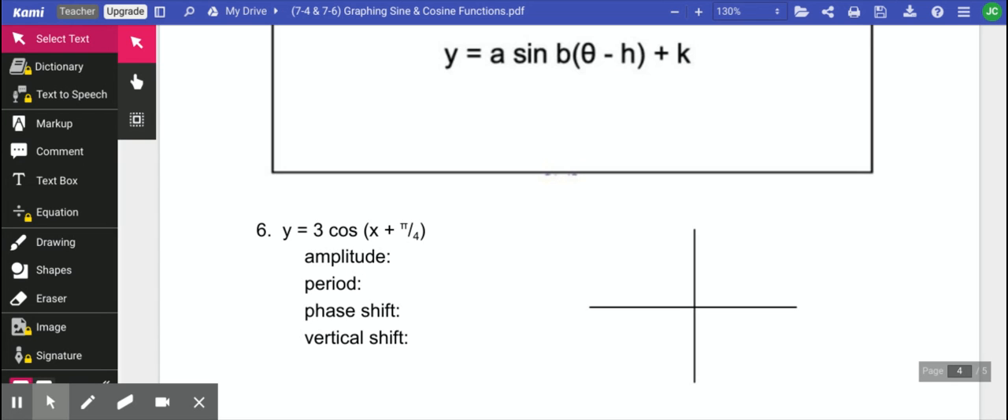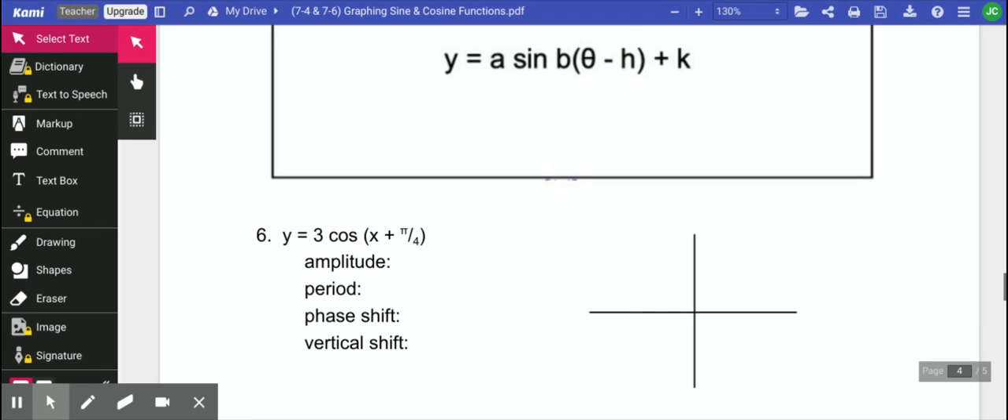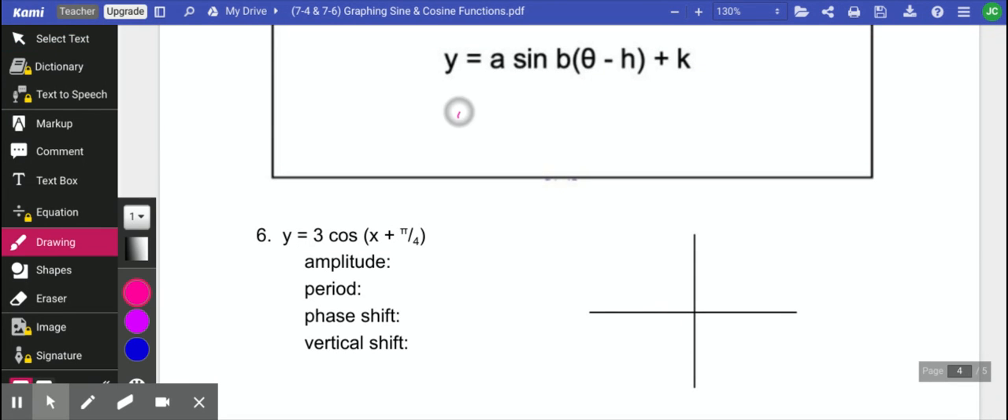So remember our transformations, the ones we were dealing with and getting a little bit more comfortable with were these first two. Remember, A tells us the amplitude, and that tells us how high and how low our graph is going. If A is negative, that's going to reflect our entire graph. B adjusts the period. Now, B is not the period. The period is 360 divided by B, or 2 pi divided by B, depending on if you're graphing in degrees or radians.